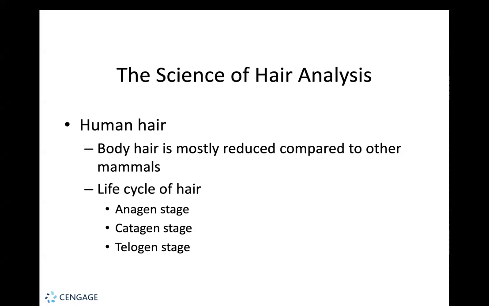With the anagen stage, this is actual growth of the hair itself. So it's actually going through a growth cycle. The catagen stage is a transition between growth and rest. And the telogen stage is when the hair is at rest.